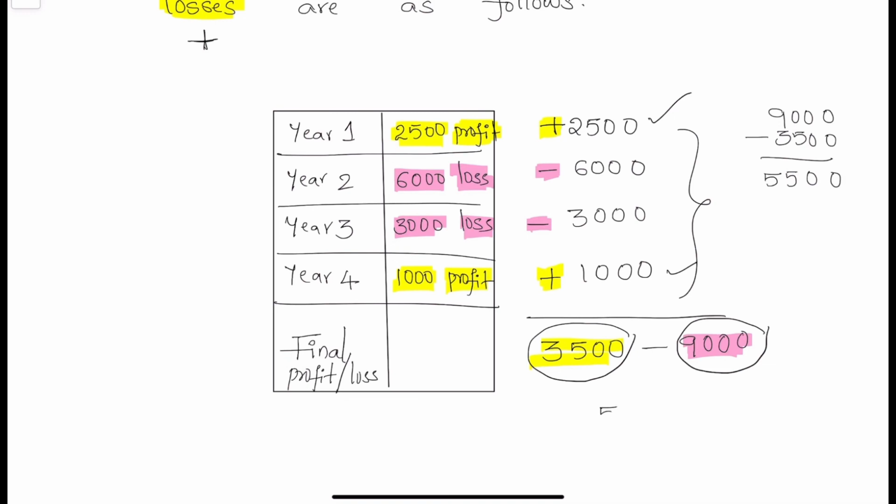So 5,500. But the problem is I don't know if it is positive or negative. Which is the bigger number? Whose face value is having a larger value? 9,000. So the sign of 9,000 is the sign of 5,500. So the final answer is I'll be at a loss of 5,500, which should be a negative 5,500.